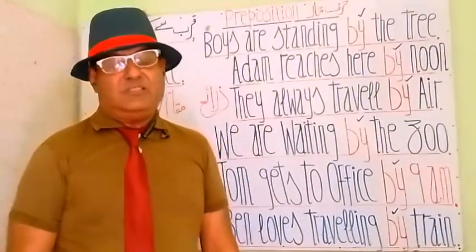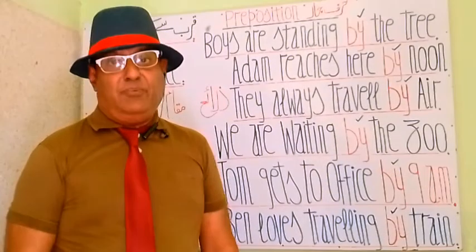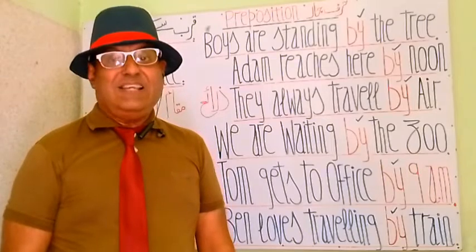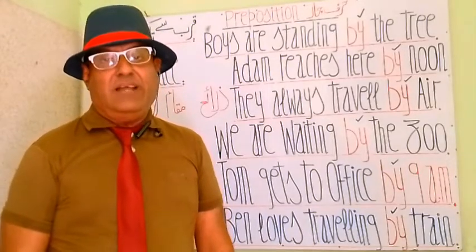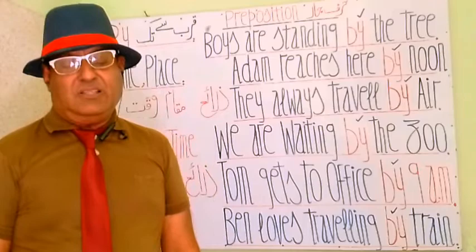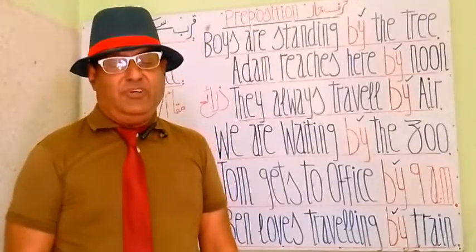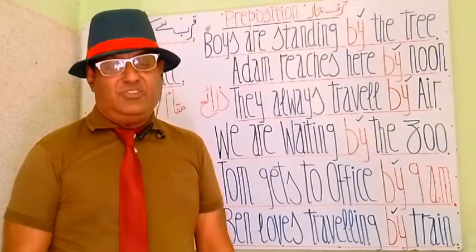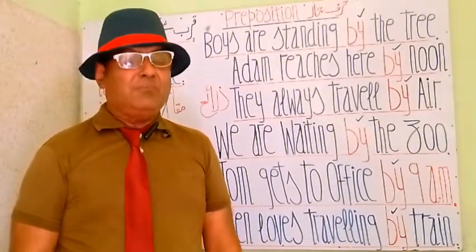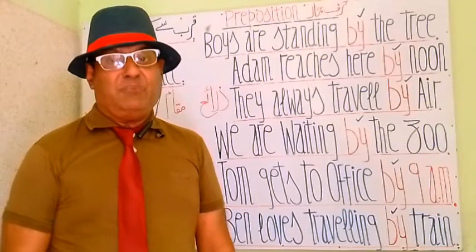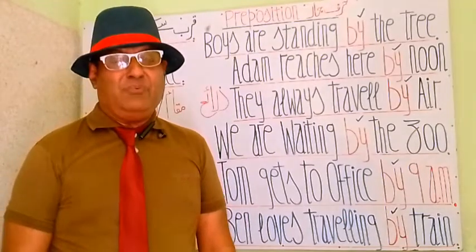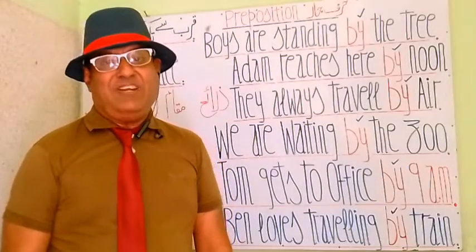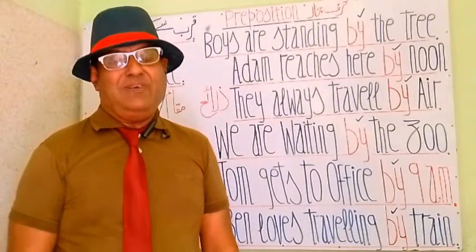You see my students, this is again a very beautiful statement, a very beautiful sentence. Ben loves traveling by train. So the relation between Ben, a singular noun, and a train, also a singular noun, is shown by the preposition by, and by is a preposition of means. By is a preposition of means in this particular statement. So Ben loves traveling by train.